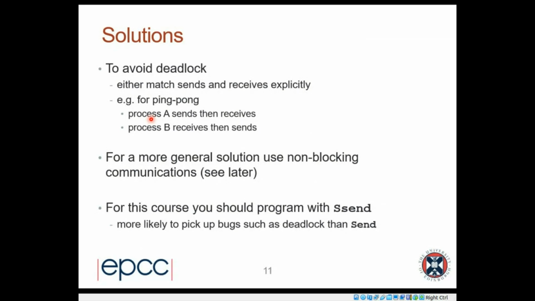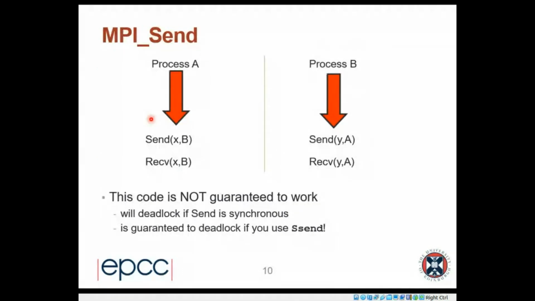So for this course, you should program with synchronous send, more likely to pick up bugs such as deadlock than standard send. So develop programs with synchronous send. Once they're working and correct, you can change all the synchronous sends to standard sends, and it might run faster. But I think you should program with synchronous send. If you program with standard send, it's very easy to write incorrect programs that happen to work like this one. So it's unfortunate I have to talk about all these details this early on, but it is the most confusing thing about MPI.